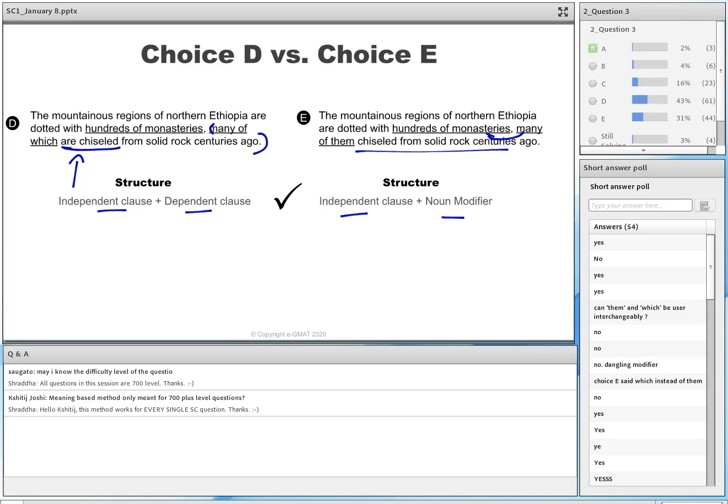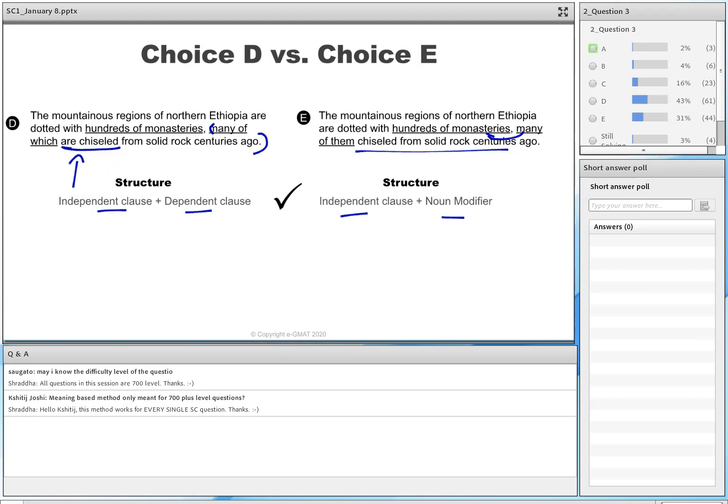Okay, does that make sense? Are you all comfortable with this question now? You could use the short answer poll and let me know yes or no.